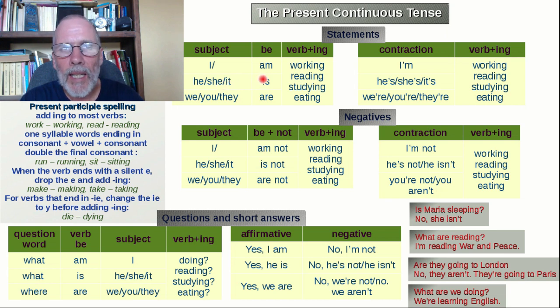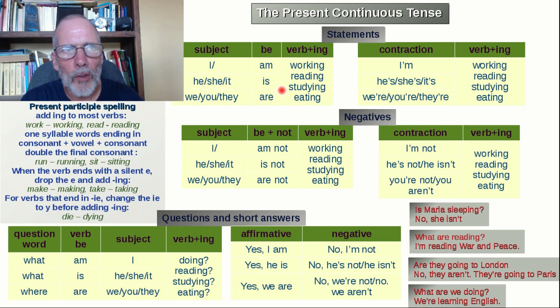The next thing we need to form the present continuous tense statement is the verb be in the present simple tense. We saw the verb be in the present simple tense in the previous section, and we saw that the verb be has three forms in the present tense, and the three forms are am, is, and are. So we need to use am when the subject is I, is when the subject is he, she, or it, the third person singular, and are for the other subjects, we, you, and they.